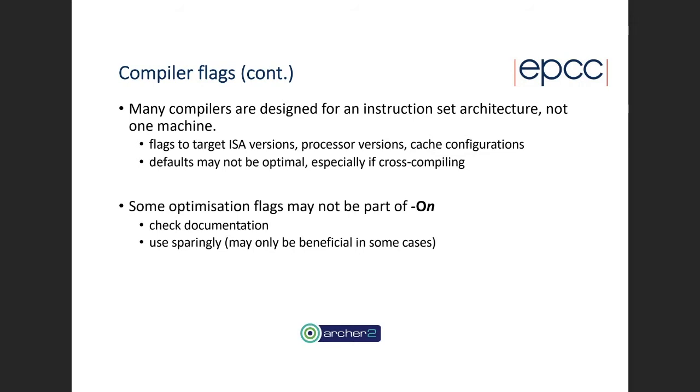There may well be some optimization flags which are not part of the -O0, 1, 2, 3 sequence. There's usually a good reason for that. So check the documentation and use them sparingly. The probable reason that they're not part of the standard sequence is that they're only beneficial in a small number of cases, or that they sometimes make things go slower rather than faster. So you want to use those relatively sparingly, probably.